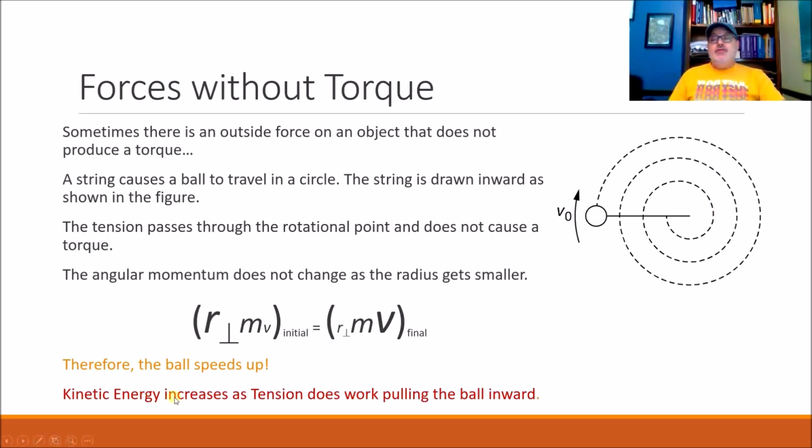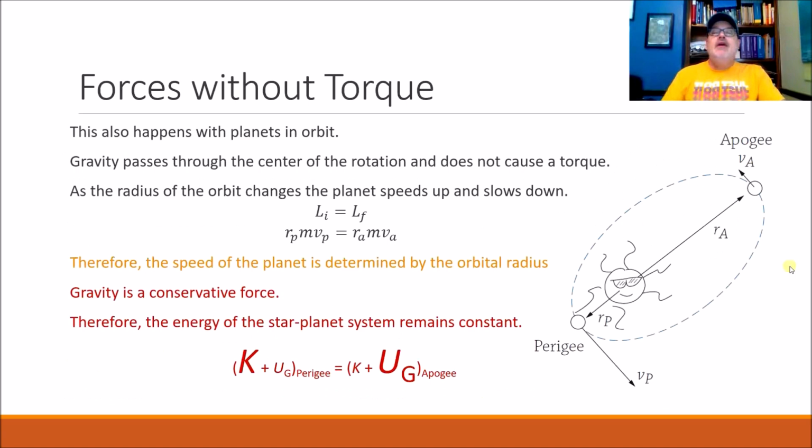Now, the kinetic energy increases because the tension is an outside force. It's a non-conservative force. And it's doing work as it pulls the ball inward, so it's increasing the kinetic energy of the system. Here's another example where the force will go through the rotational center.